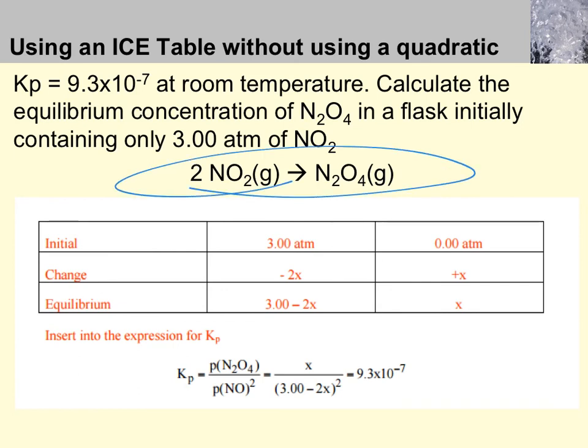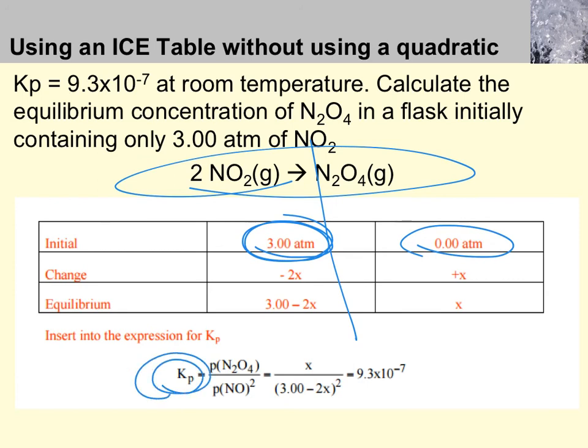If you set up your ICE table, reactant versus product, the initial concentration of reactant is 3 atmospheres. Well, it's in terms of pressure. And the initial pressure of the product is 0. Set up your expression for Kp. Remember, P stands for pressure. You do just like you do with concentrations, only you use a P instead of brackets, meaning pressure. So pressure of N2O4 over pressure of NO2, squared because there's a coefficient of 2 here.